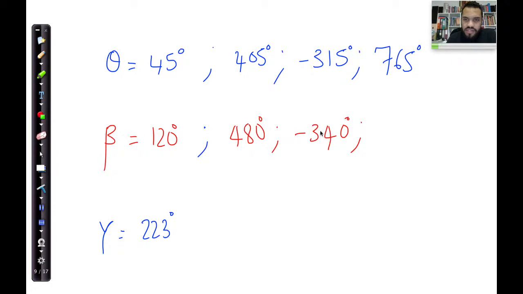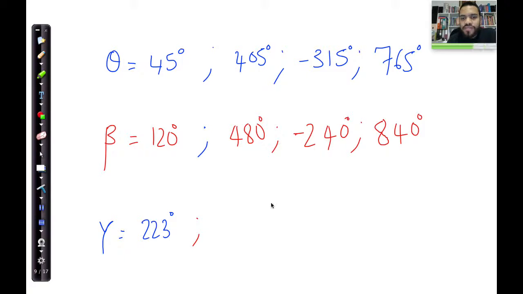Okay, so that's, did I say minus 340? I meant minus 240. Minus 240. So as you can see, I've added 360 and I've subtracted 360. Now if I were to add two 360s, plus 120 is going to give me 840. And there we go. So as you can see, that's the idea. Now you can complete it for this.